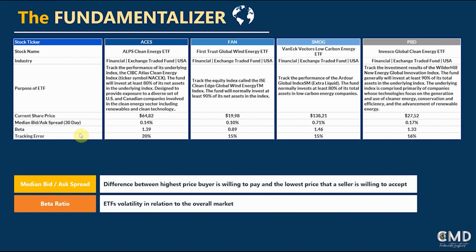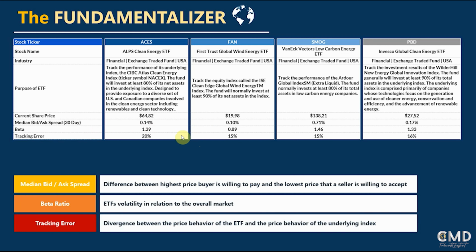The next is the beta ratio, which just shows the volatility in relation to the overall market. And if it's above 1, it's more volatile than the general market. We can see the only one that is less volatile than the general market is FAN here on 0.89. The last part is the tracking error, which shows the divergence between the price behavior of the ETF and the price behavior of the underlying index. And by no surprise, these ones are not as close as, for example, if you invest in one that follows the S&P 500 index. But 15 to 20% is still relatively okay overall.